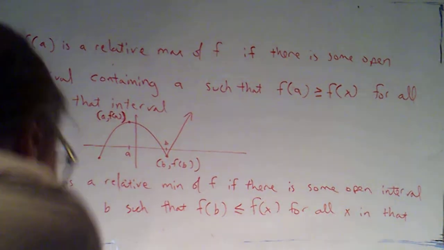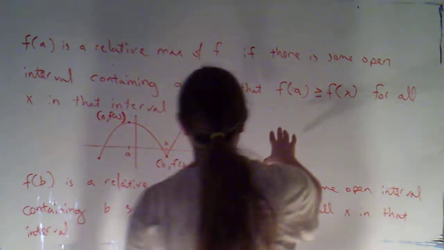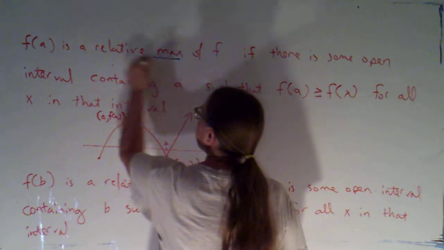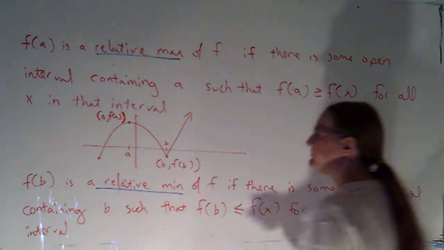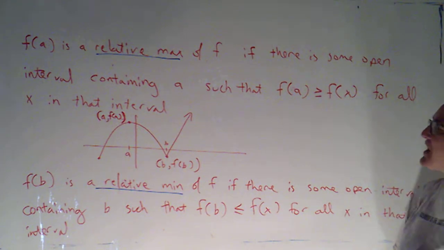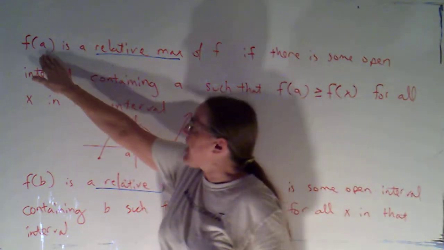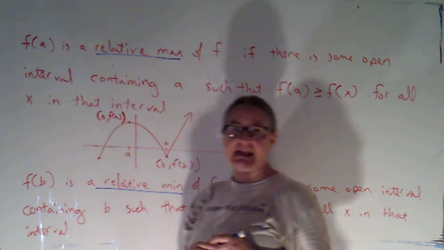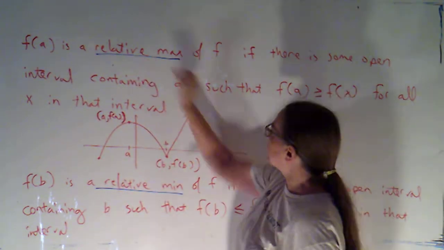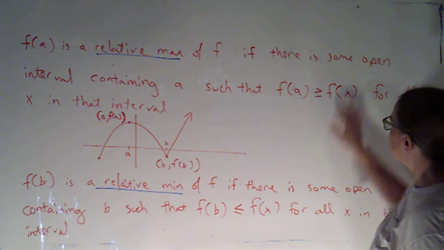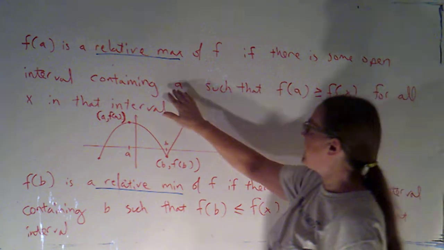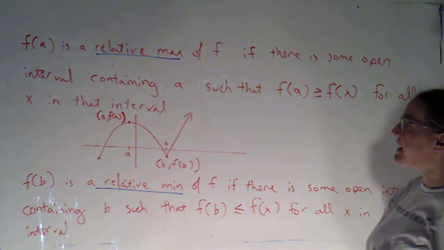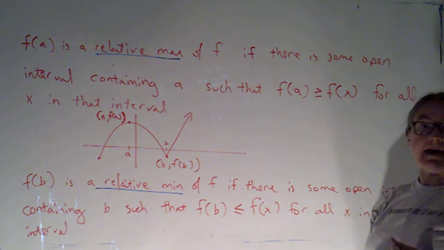I've got two very important definitions up here on the board: the definition of a relative max for a function and a relative min for a function. The first says that f of a, notice that's the y value I get when I plug a into a function, is a relative max of f if there's some open interval containing a such that f of a is bigger than or equal to f of x for all x in that interval.